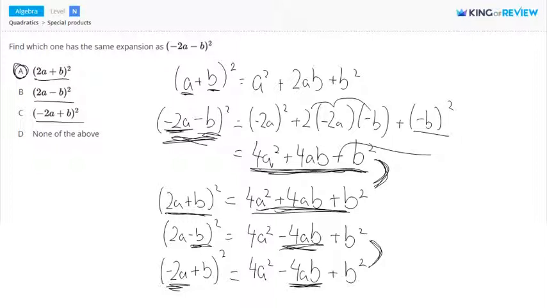So just by looking at the signs, we're going to be able to determine which ones are going to have the same expansion, which is kind of interesting. Well, anyway, the answer for this question is A.